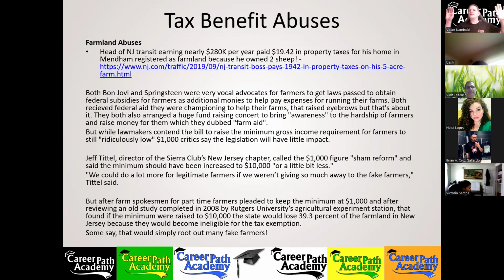Politicians were like, oh, we hear you. We are going to take action to correct this. We're going to fix that problem. We'll raise that minimum income requirement. You know what they raised it to? $1,000. Yeah, $500 to $1,000.